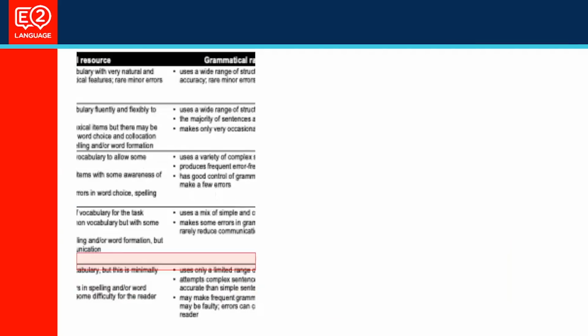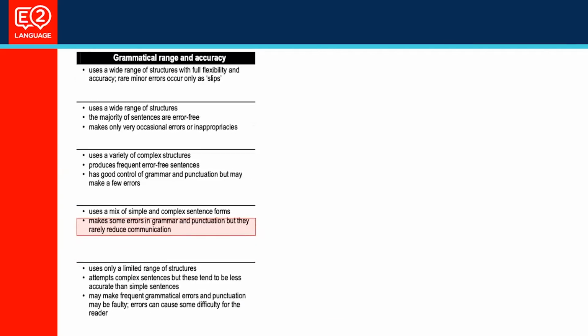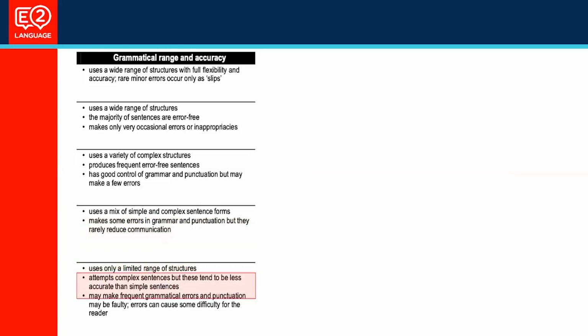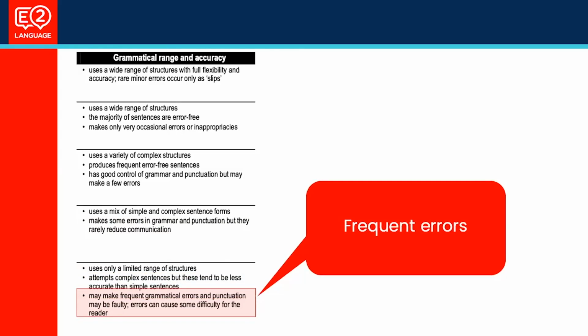And then onto grammar, grammatical range and accuracy. This is band 6 here. It says, make some errors that rarely reduce communication. Notice band 7 says a few errors, band 8, occasional, band 9, rare, minor errors. So same thing, as you drop down the band scale, the error density increases.